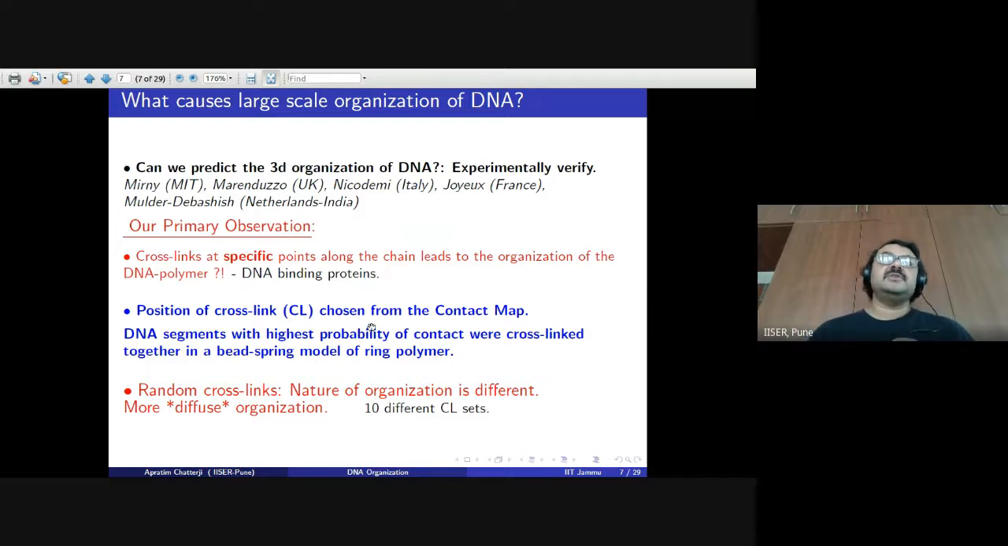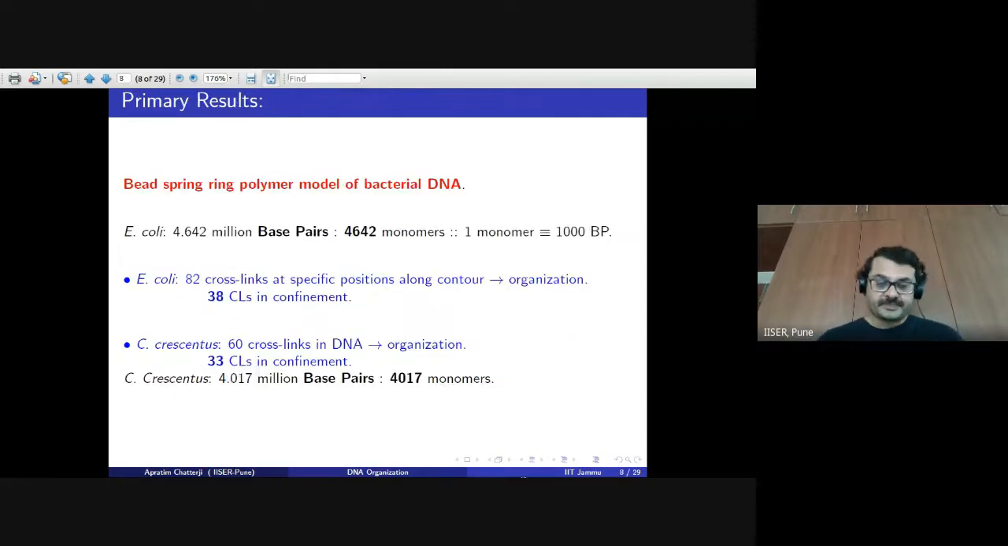So rather than use the position of crosslinks from the biological data, the experimental contact map, we also had an equal number of crosslinks or constraints, but put at random positions along the chain. So the number of constraints are the same, but we are not putting them at very specific biological positions. And in that case, the nature of organization is different. It's more diffuse. And we tried this out with 10 different random crosslink sets, and it always gives a very diffuse organization.